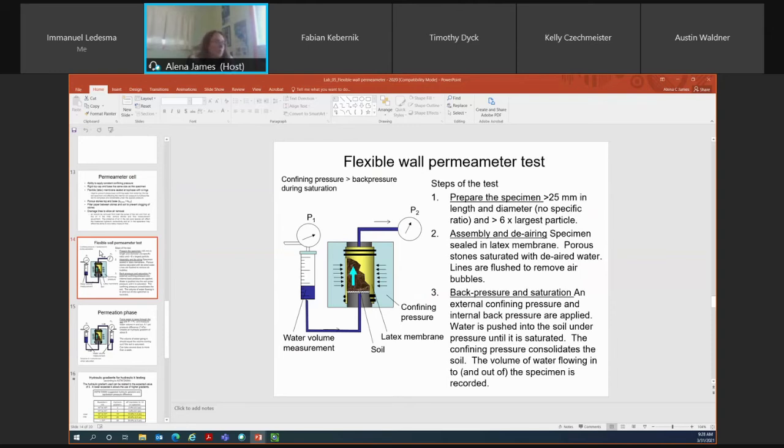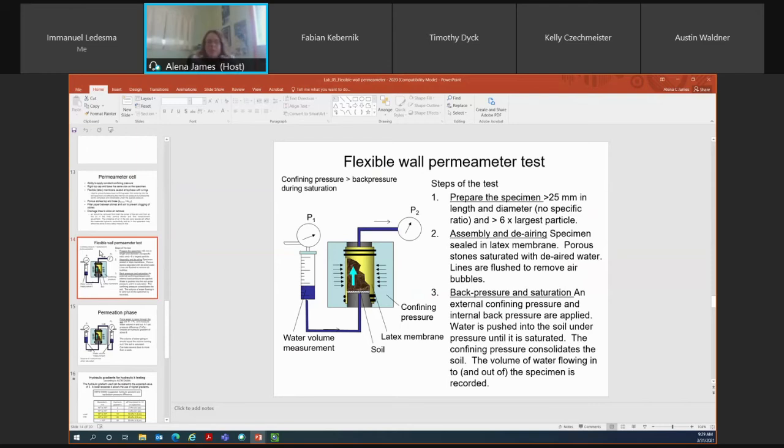You would place your specimen in the flexible wall permeameter cell and fill that cell with water. Your specimen would be sealed in a latex membrane with porous stones or filter stones above and below it. The water that we're using for this test is de-aired. All of your lines that are used within the system are also flushed so that we don't have any air within the system. After the setup's complete, we would apply a confining pressure, so a cell pressure, and we apply a back pressure. As we're applying the back pressure and the cell pressure, we're also saturating the specimen.